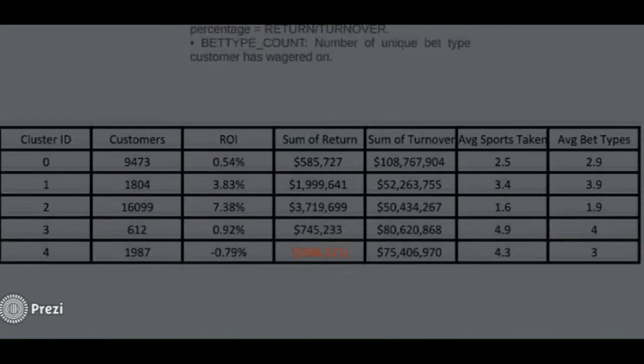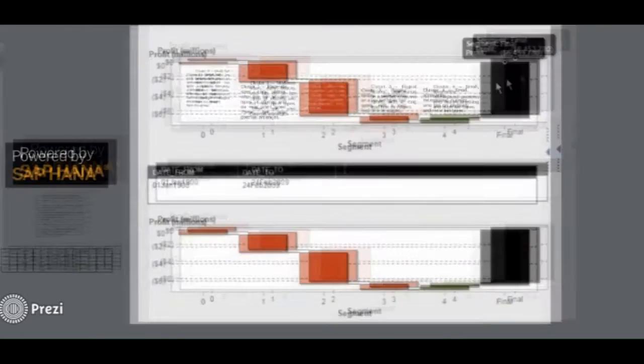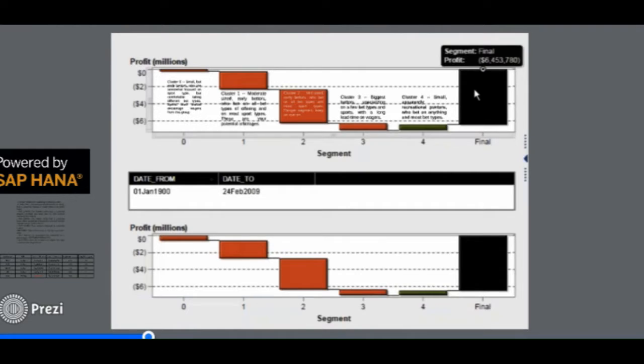With this particular data set, what we discovered was there was only one cluster that the sportsbook was actually making money on. Clusters 0, 1, 2, 3 were all ROI positive for the customers. So this sportsbook was actually not in a good position, and they could have used BetWatch. Armed with this information, the sportsbook was able to understand what their segments looked like.